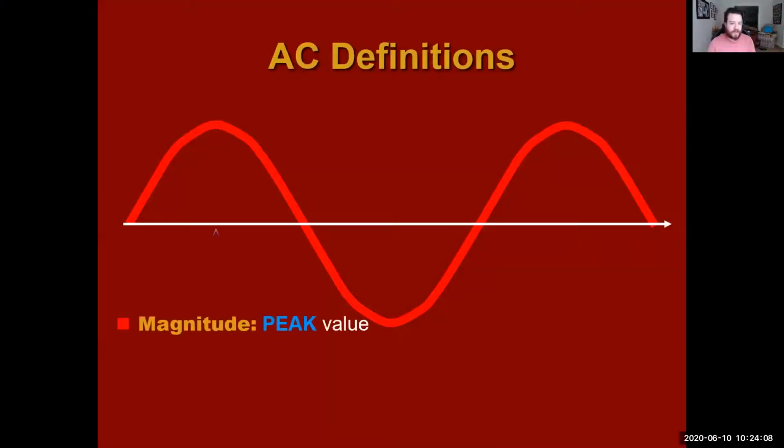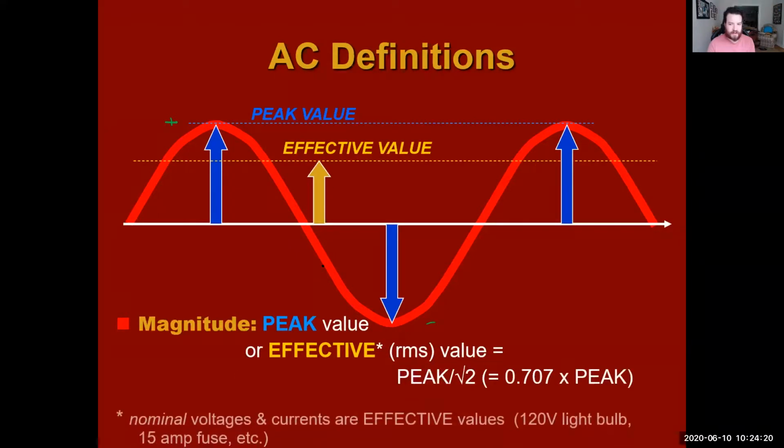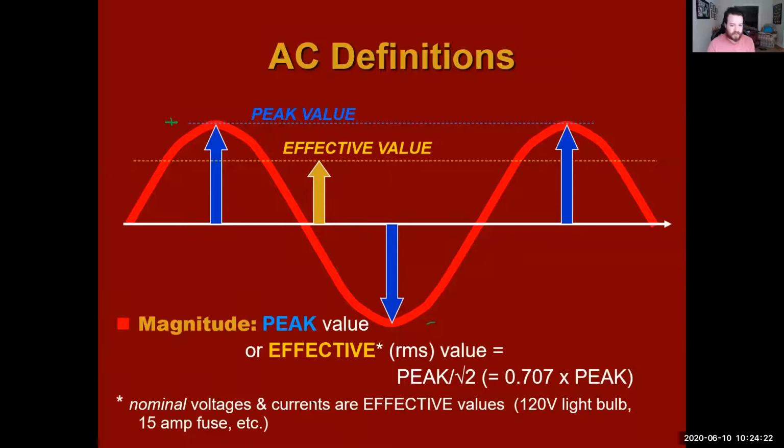All right. So a couple definitions for AC. You have your peak values, which go in both the positive and the negative, or effective values. Your effective value is the nominal voltage and current. All right. So your effective value is your peak over the square root of 2. All right. So this effective value is going to be like your 120 volts.